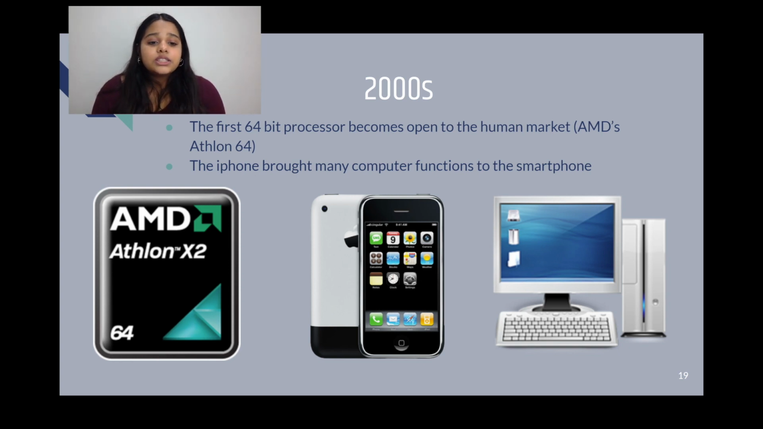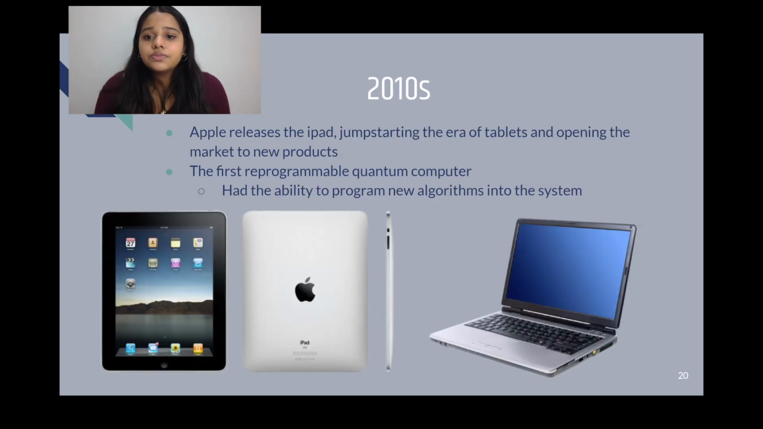Also, if you take a look to the right, you see the PC or the computer, and you see the difference that it has made in the past decade. It's gotten increasingly smaller, the screen has gotten much bigger, and the overall monitor thickness has shrunk, growing closer to the devices we now use.